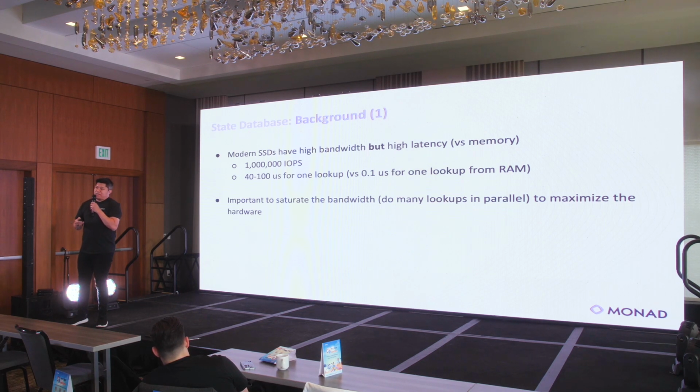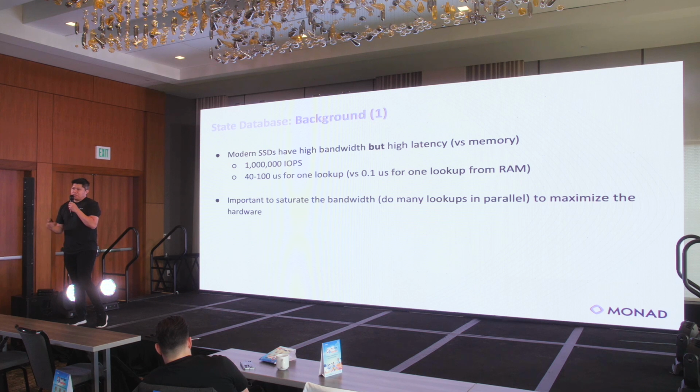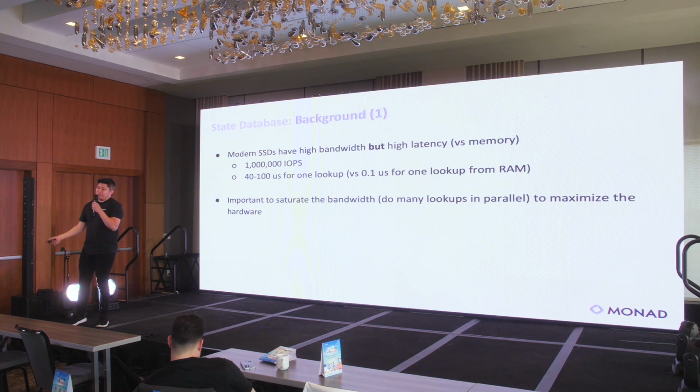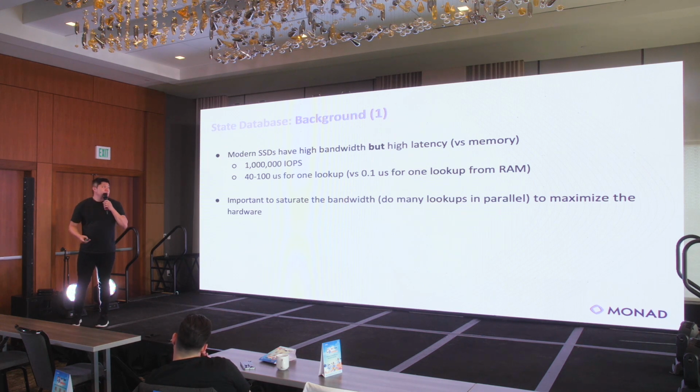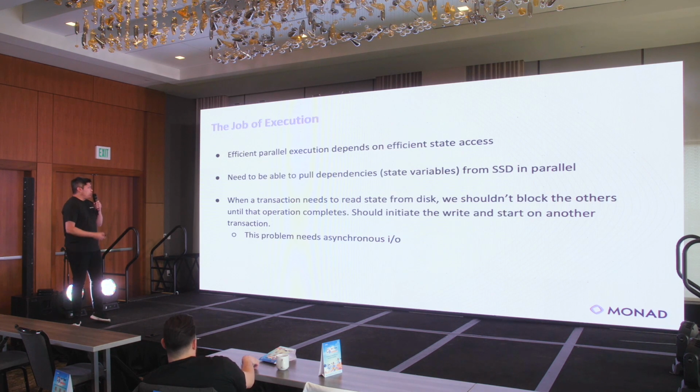So SSDs are very high bandwidth, like imagine a bottle with a really big bottleneck, but they're slow compared to reading data from memory. The cost of one read is 40 to 100 microseconds, as opposed to a fraction of a microsecond for reading from memory. So it's really important, if we want really fast execution, to saturate that bottleneck of those SSDs. Going back, we really need to be able to pull these dependencies from SSD super efficiently.